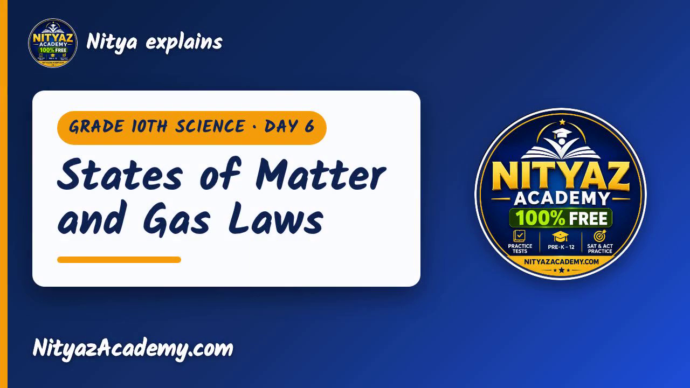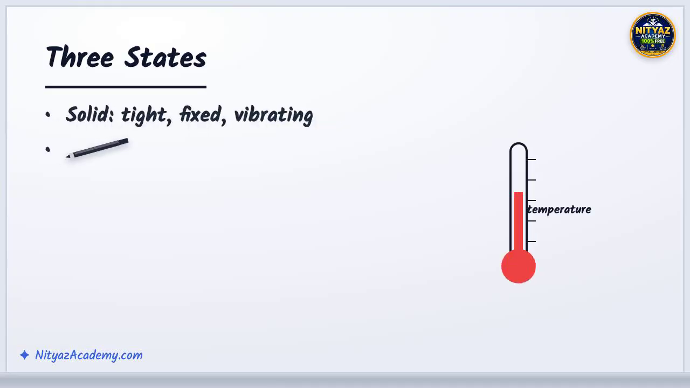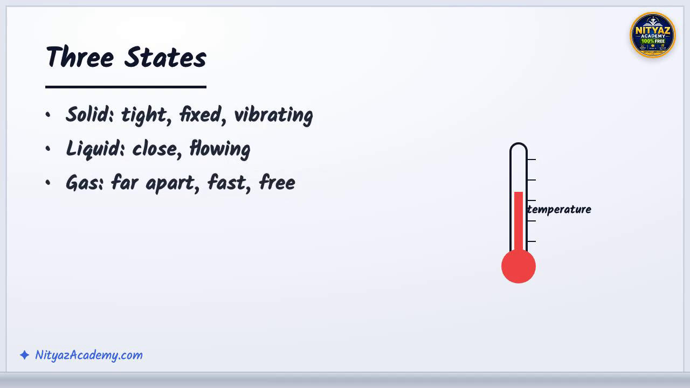Let's learn states of matter and gas laws together, step by step. Matter exists mainly as solids, liquids, and gases, and the difference is how the particles move. In a solid, particles are packed tightly and only vibrate in place. In a liquid, they stay close but slide past each other. In a gas, they fly far apart at high speed.